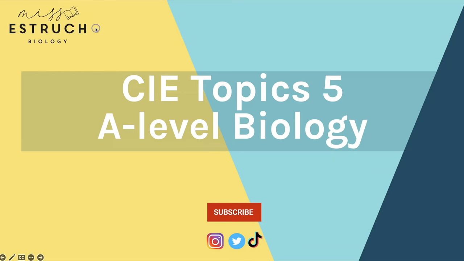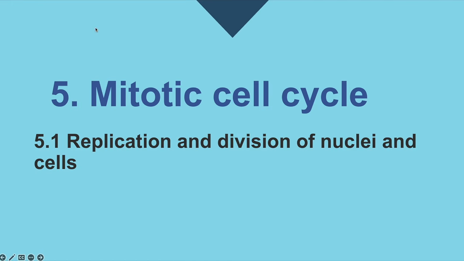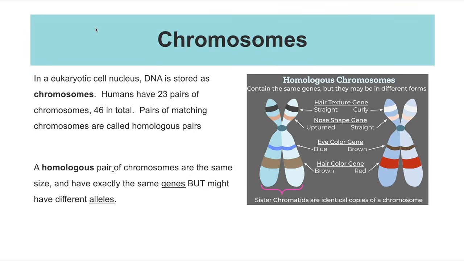So topic 5 then is mitotic cell cycle, and it's split into 2 parts, and we're beginning with replication and division of nuclei and the cells. So let's have a look at chromosomes to begin with.